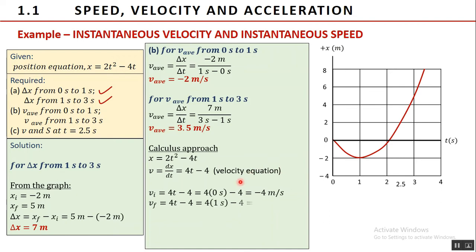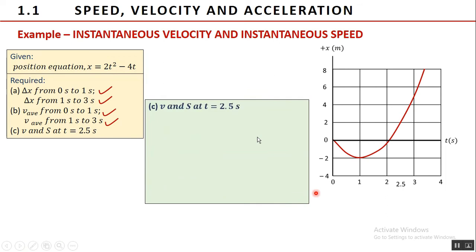Now let us see if this works. Between 0 to 1 second, we solve the instantaneous velocities using the generated velocity equation. At time 0 second, the initial velocity v_i is −4 meters per second. At time 1 second, the final velocity v_f is 0. Lastly, we solve the average velocity by simply averaging these two velocities. So we have −2 meters per second. This result conforms with our answer using Δx divided by Δt. Find it challenging? Try this method for the time interval 1 to 3 seconds.